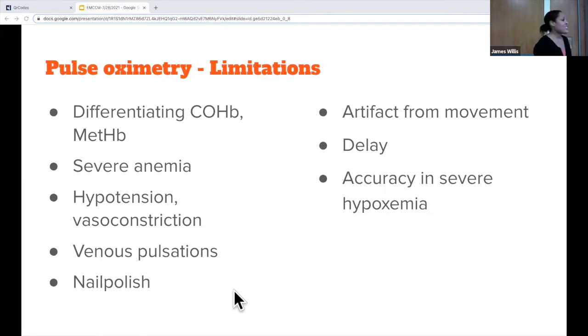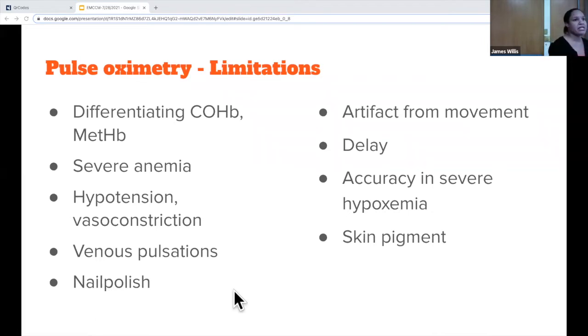Finally, accuracy in severe hypoxemia. Pulse oxes are really calibrated to 70 to 75% and above. Anything lower than that is not necessarily going to be accurate. That said, whether your patient is saturating at 67% or 50%, you don't necessarily have to know the exact number from your pulse ox. They need intervention.